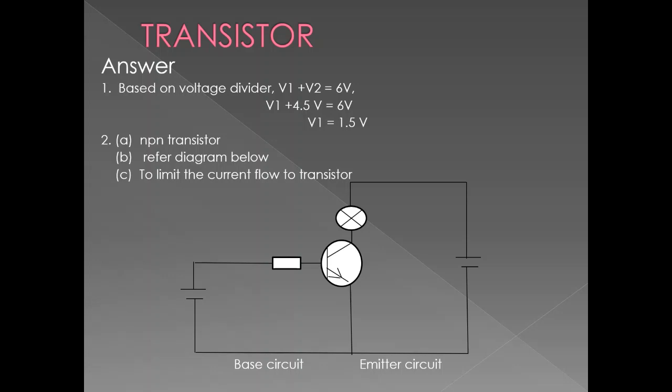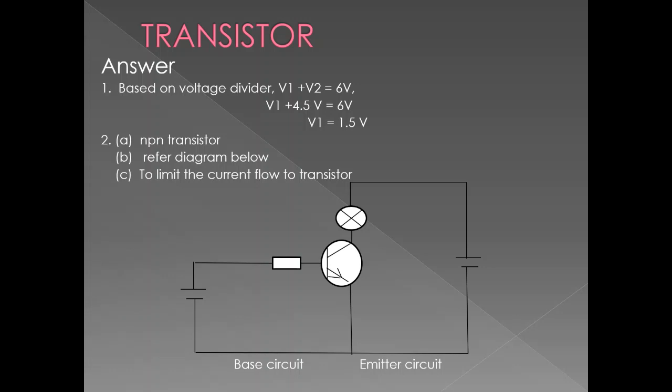So for the answer for number 1, back to question number 1. In order to answer that question, we have to use the potential or voltage divider method, whereby the voltage between the two resistors is the same as the total voltage supply. So if V2 is given as 4.5 volt and the total voltage is 6, therefore V1 is 6 minus 4.5 volt, which is equal to 1.5 volt.